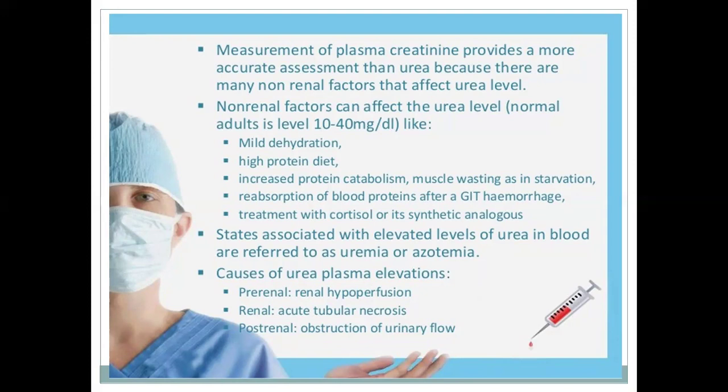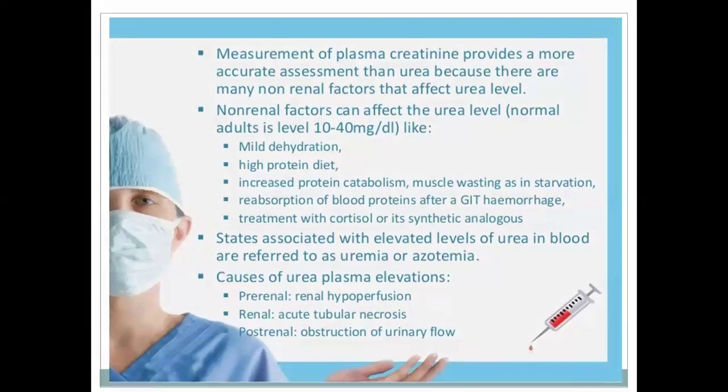States associated with elevated levels of urea in blood are referred to as uremia or azotemia. And causes are classified as pre-renal, renal, and post-renal. They have been already explained to you.